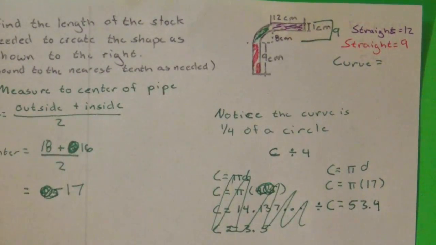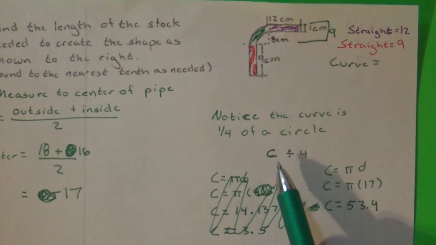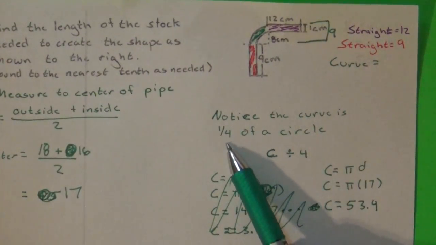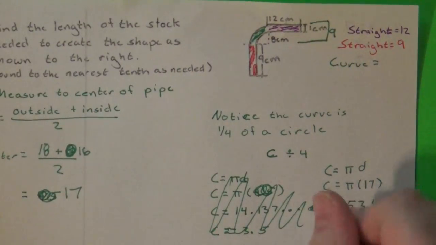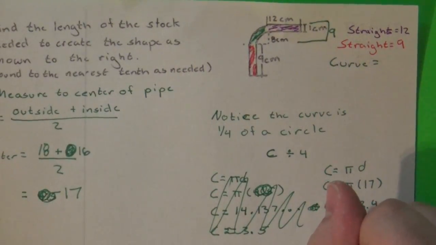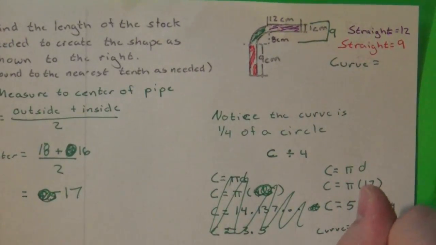Now, but here's my problem. It says C is 53.4, but am I done? No, I'm not. I got to remember that curve is only a fourth of a circle. I solved for an entire circle. So I need to divide that by 4. And when I do, I get approximately that curve. So we need to divide by 4, okay? And we get approximately about 13.4.